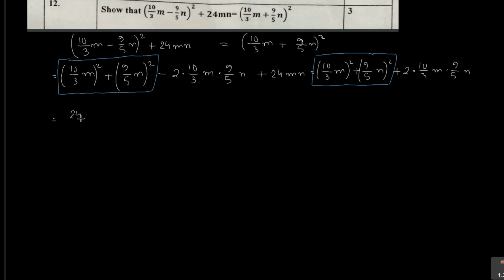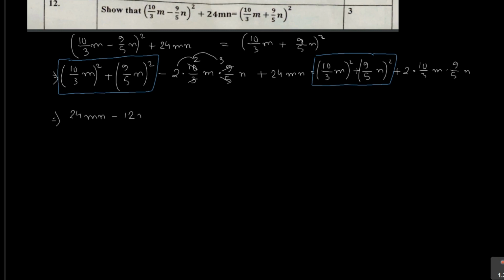24mn minus 2 times 2 times 3, 4 times 3 is 12.